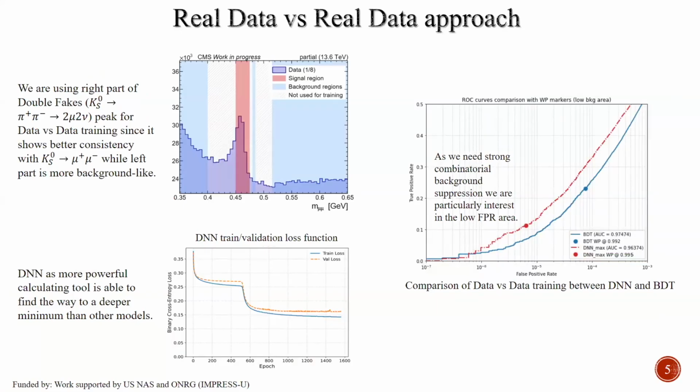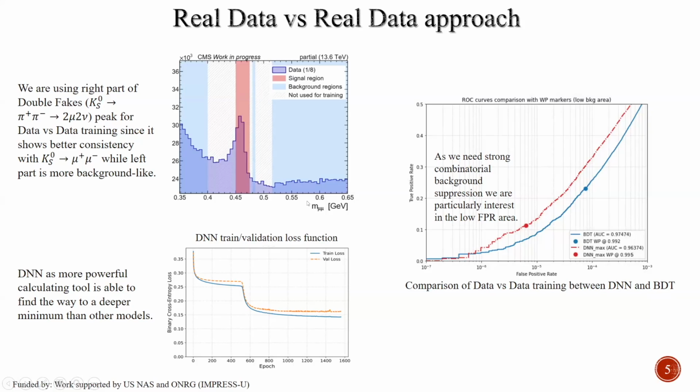The first approach we already started working on is real data versus real data. We are lucky to have such a huge signal-like background in our spectrum, from K-short to pi to 2 millions to neutrinos decay. So we can use this peak as a signal region, and as combinatorial background regions, we can use these side bands from the spectrum.